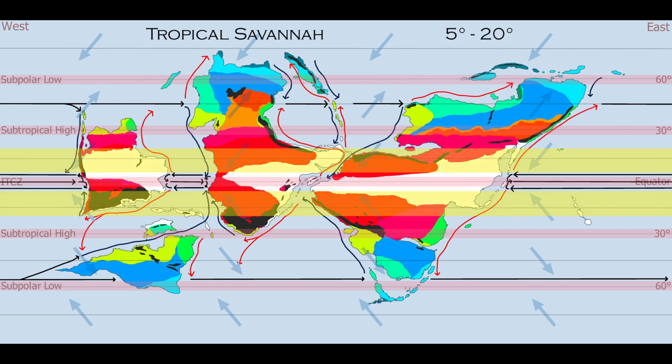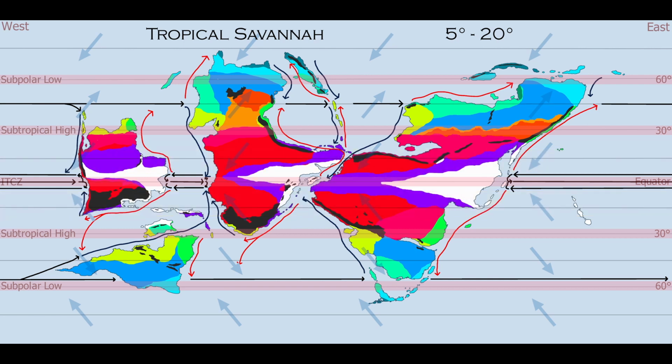Then we have the tropical savanna. The tropical savanna is from the 5th to the 20 degrees latitude. It's warm and dry during winter and hot and wet during summer. When you have a coast with warm currents, you can expect that it extends towards the 25 degrees latitude. The tropical savanna will also be a transition between hot deserts, hot steppes and tropical rain or monsoon forests.